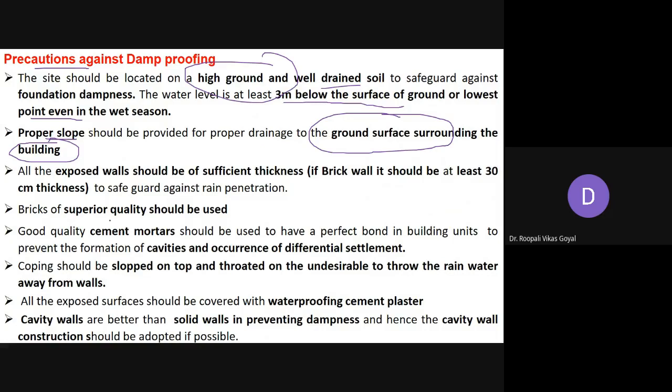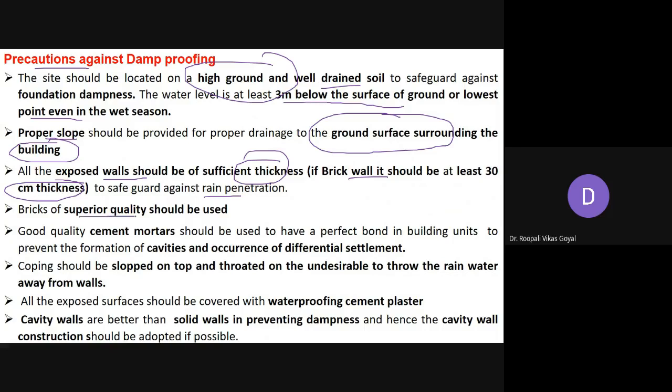All the exposed walls, they should be sufficiently thick. So if you are going for the brick wall, then it should be at least 30 centimeter thick wall to safeguard against the rain penetration. So rain का जो पानी आता है, अगर आपने 30 centimeter thick wall provide कर दिया, so it can give efficient resistance against that rainwater coming up.